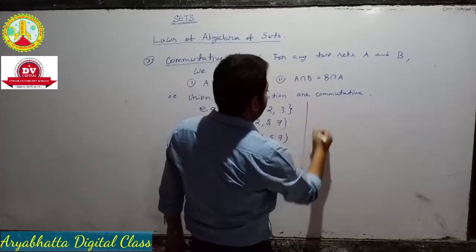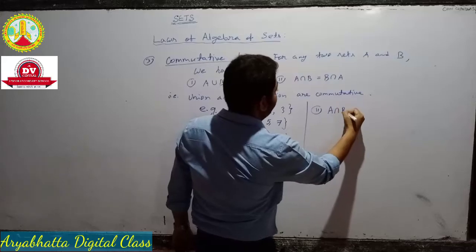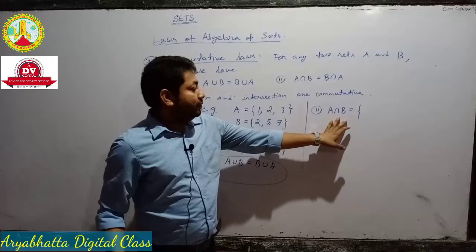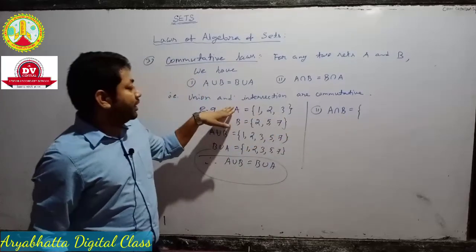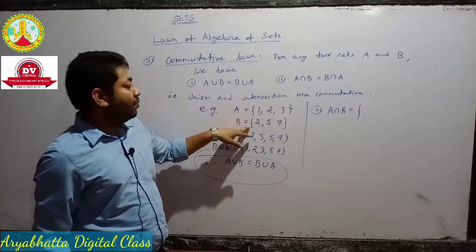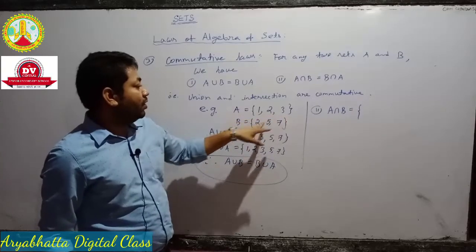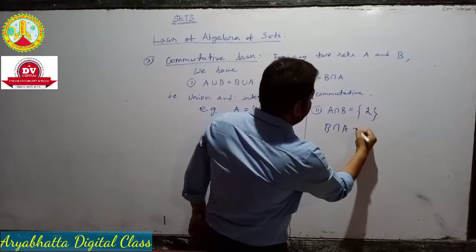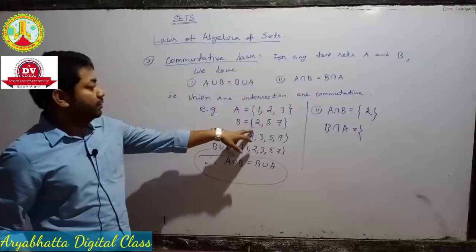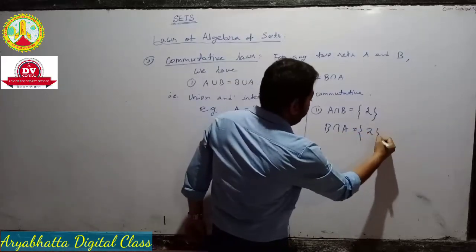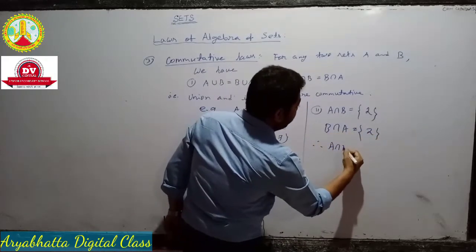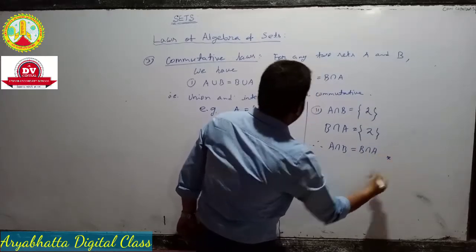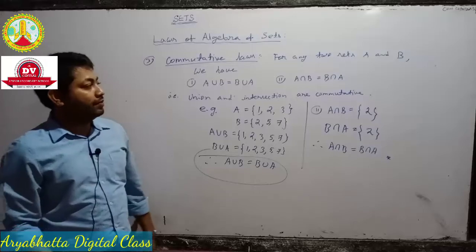Next, number 2, A intersection B. A intersection B means the common elements of A and B. The common element is only 2. Next, B intersection A, the common element is also 2. Therefore A intersection B is equal to B intersection A. The union and intersections are commutative.